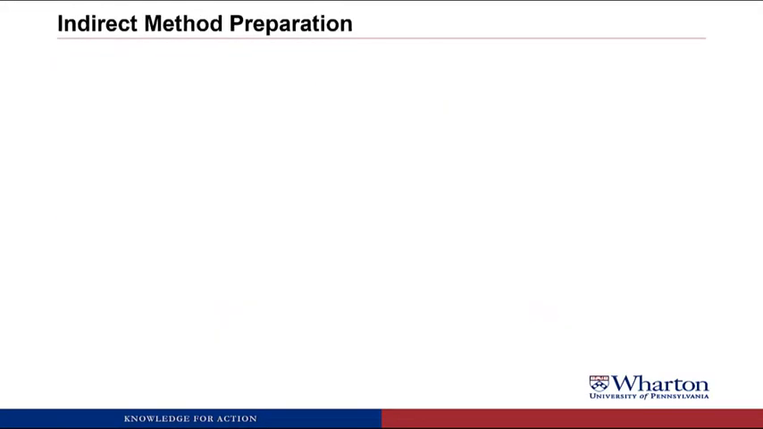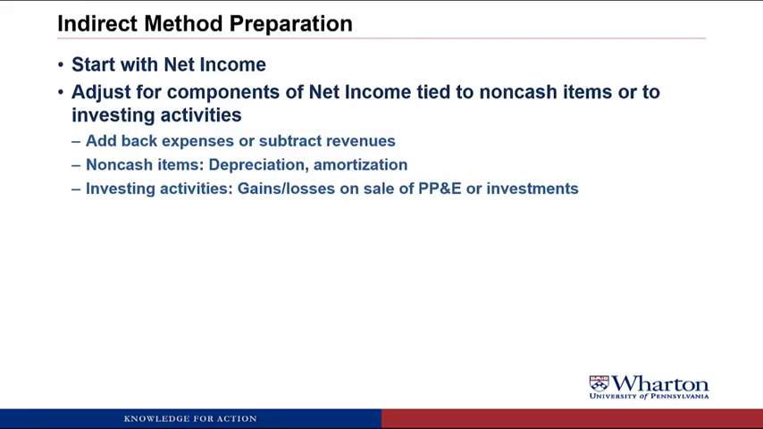Let's talk about the indirect method in more detail. The indirect method section will start with net income. Then it's going to adjust for components of net income that are tied to non-cash items or to investing activities. What we need to do is either add back the expenses or subtract the revenues to remove them from net income to get to cash flow. So for example, net income includes depreciation expense and amortization expense, which are both non-cash expenses. To remove those non-cash expenses so that we can get from net income to cash from operations, we have to add them back because adding back expenses removes them.